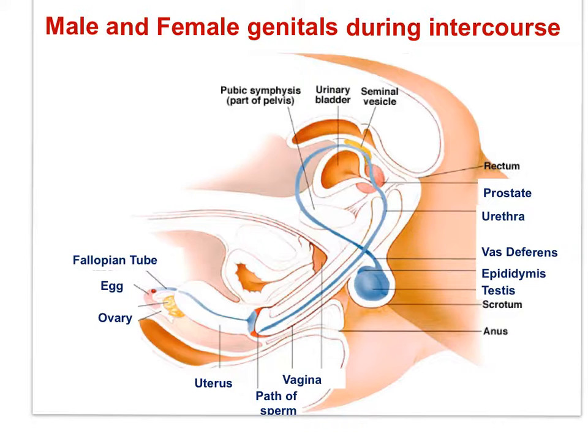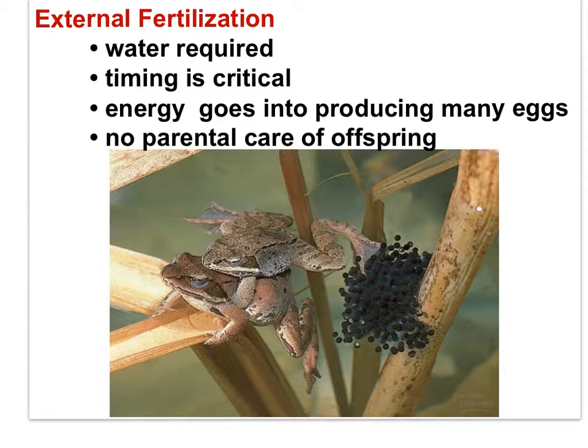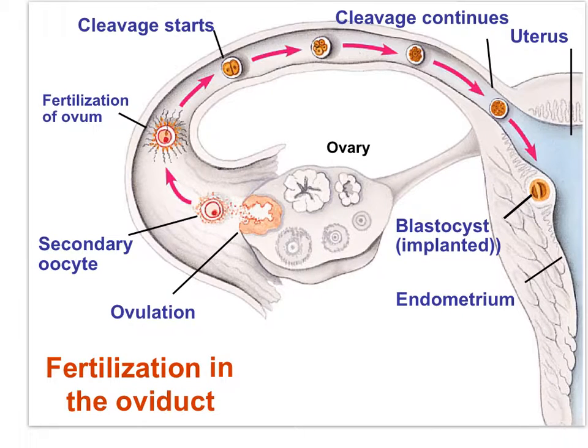Remember, fertilization in animals can be internal or external. Here is a micrograph of the egg surrounded by many sperm. Notice the size difference. External fertilization can be seen here. Review the details that I've presented on this in Part 9, Reproduction A. Internal fertilization can be seen here. Review the details that I've presented on this in Part 9, Reproduction A. Remember that fertilization occurs in the oviduct, and notice all the sperm that have arrived at the secondary oocyte.